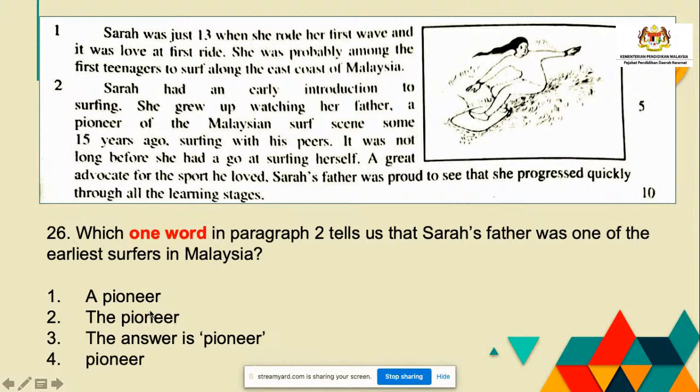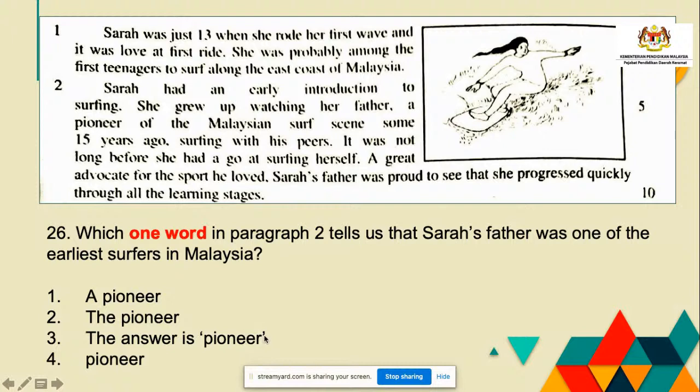What about number 3? So this is 4 words. The answer is pioneer. Although this is a 4 word answer, the student cleverly put the inverted comma. So the lembaga peperiksaan accepted this answer because of the inverted comma here. So that's why you have to be careful. This student is lucky because she or he put the inverted comma. So only this is considered as the answer.